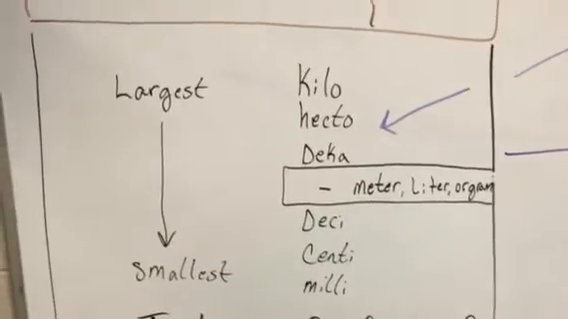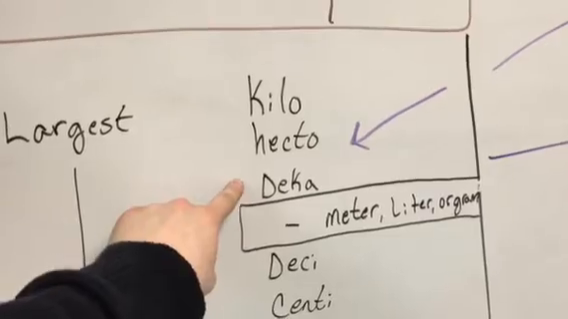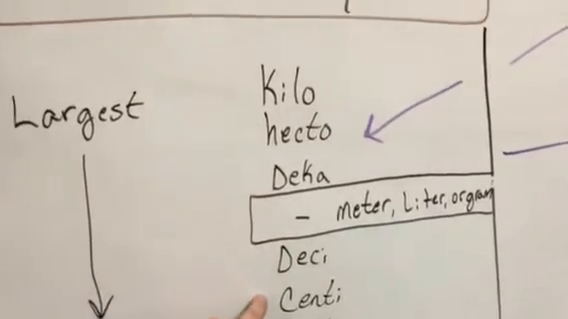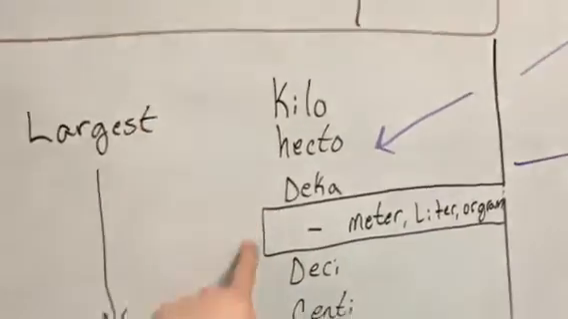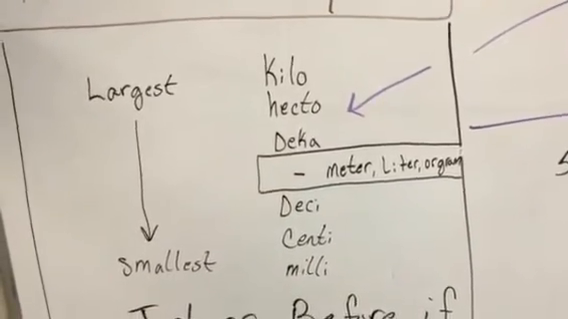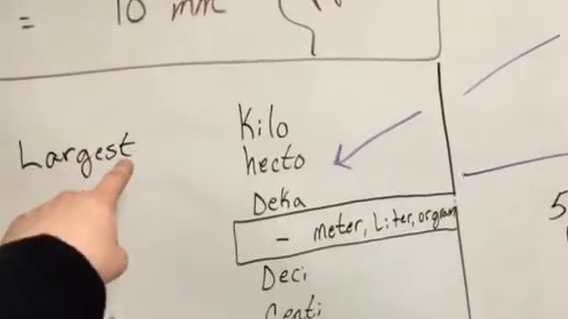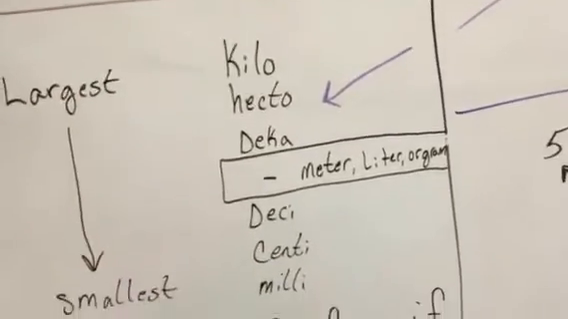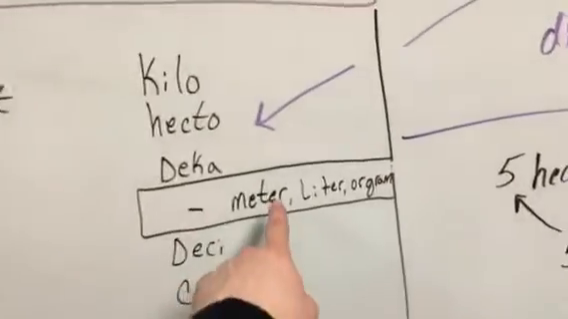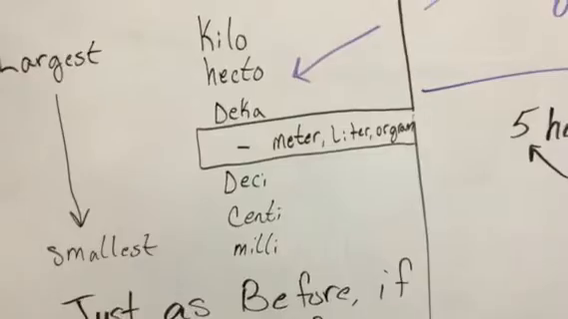Right here, where you see kilo and hecto and deca, and then this, then deci, centi, and milli. If you can remember this, it's going to make this whole unit super easy. And let me explain why. This is the order that everything goes from largest to smallest in the metric system. And it doesn't matter if you're talking about meters, liters, or grams. They're all going to be the same thing.